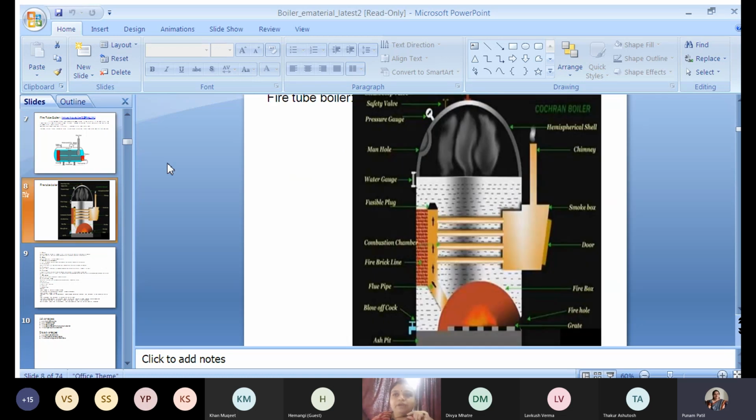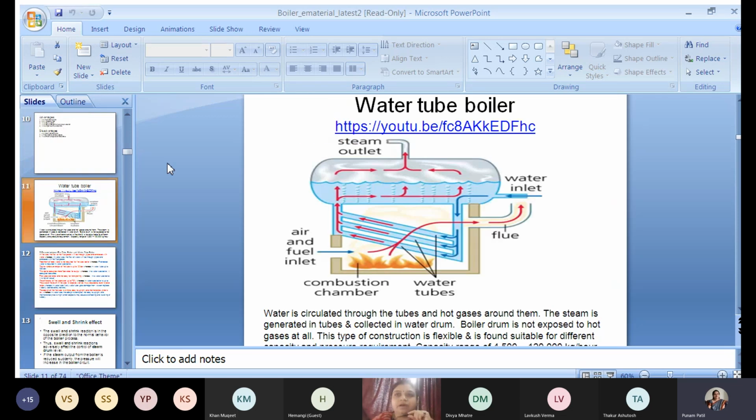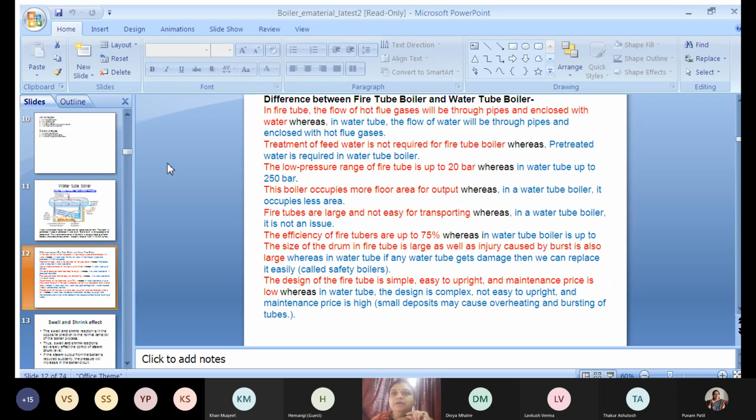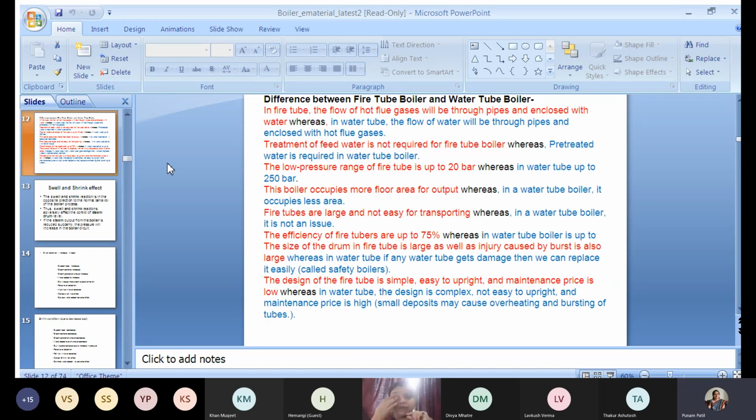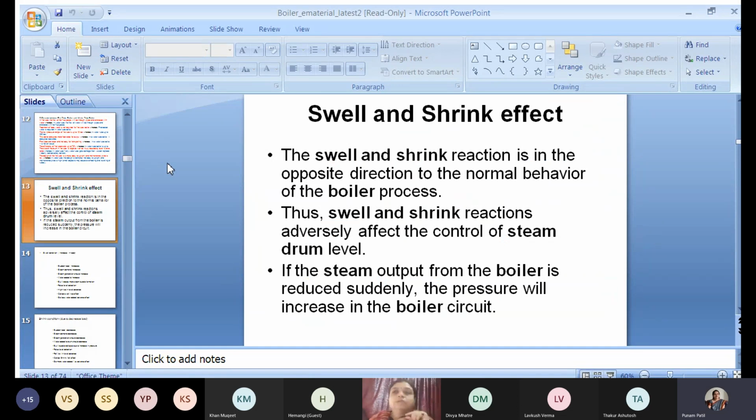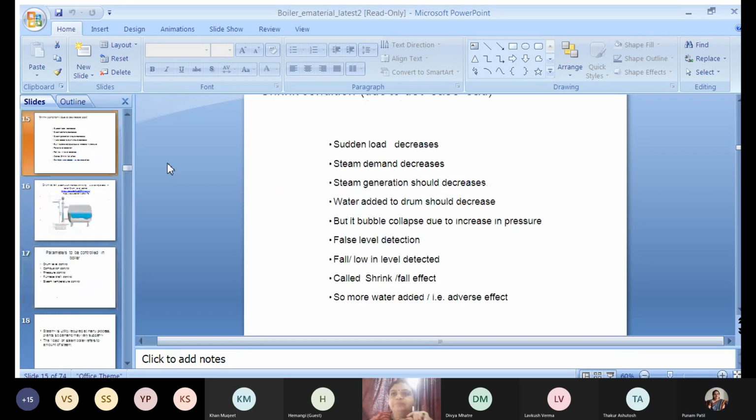Similarly, we studied water tube boiler, construction and working of water tube boiler. And we studied what is the difference between fire tube and water tube. Then there are some parameters or phenomena which occur in the boiler unit, that is swell and shrink effect. So what are the causes for the swell and shrink? What are the effects because of the swell and shrink phenomena, and how to reduce that phenomena, that we studied.